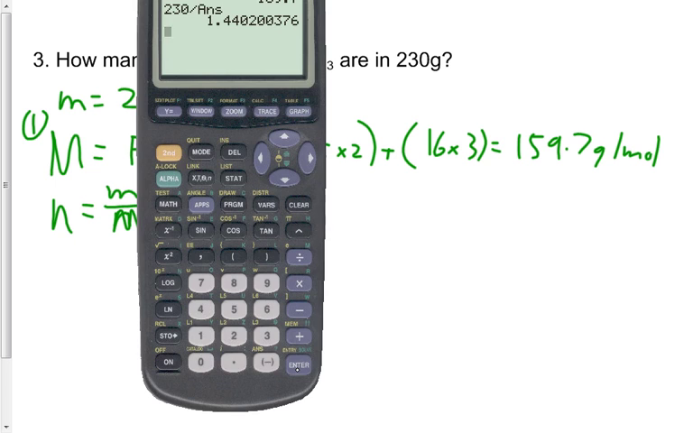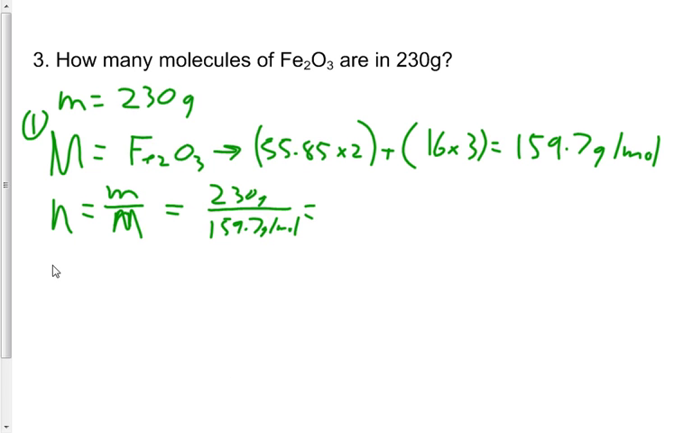Okay, so we got 1.44 moles. All right, so 1 mark for that step. Now, at this point, we have to use Avogadro's number because now we're dealing with number of particles. If I know the number of moles, and I know how many there are in a mole, what do I do with those 2 numbers? Multiply, right? Okay.